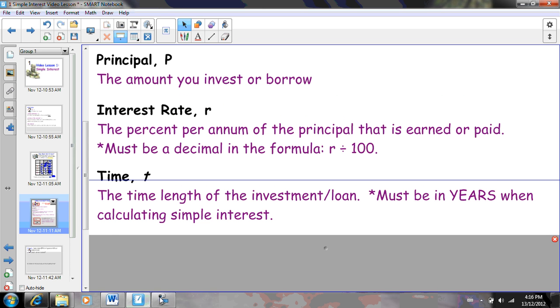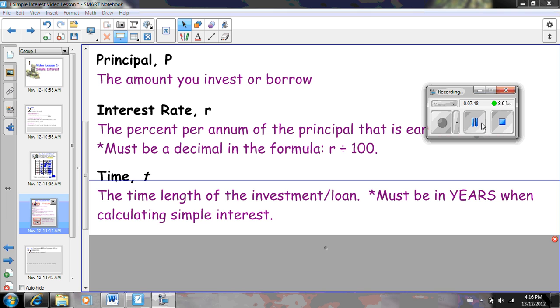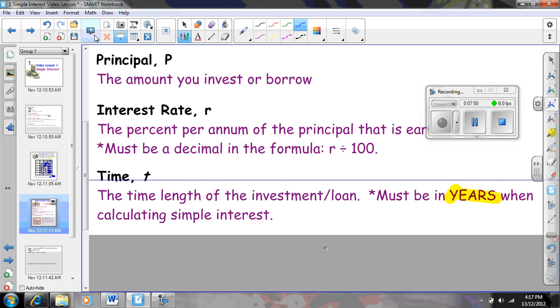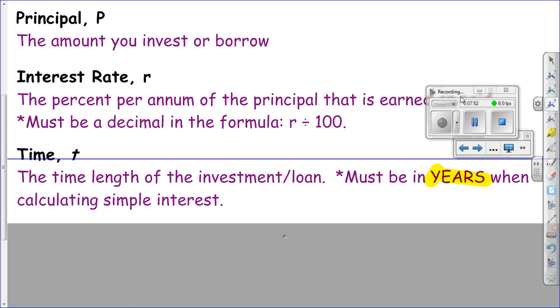So let's see if I can find my toolbar. It just keeps doing that. It's very frustrating. Okay, I got my toolbar back. Let's see if it'll stay this time.